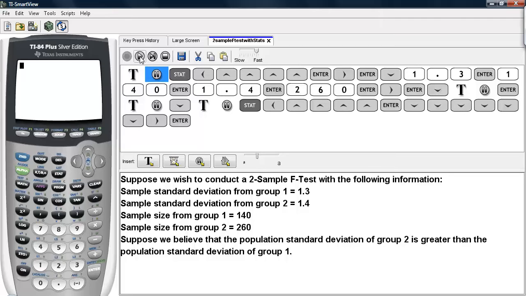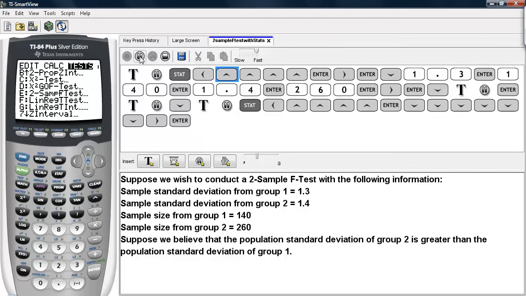And suppose we believe the population standard deviation of group 2 is greater than the population standard deviation of group 1. In order to do this, we're going to hit Stat, highlight Tests, and scroll until we get to 2-SampFTest. We'll go ahead and highlight Stats, and then we'll begin entering in the information.